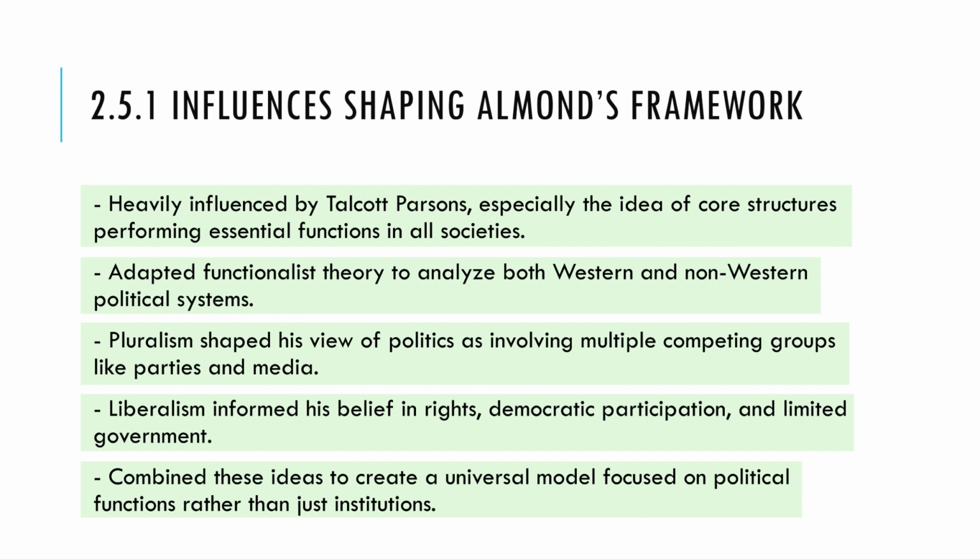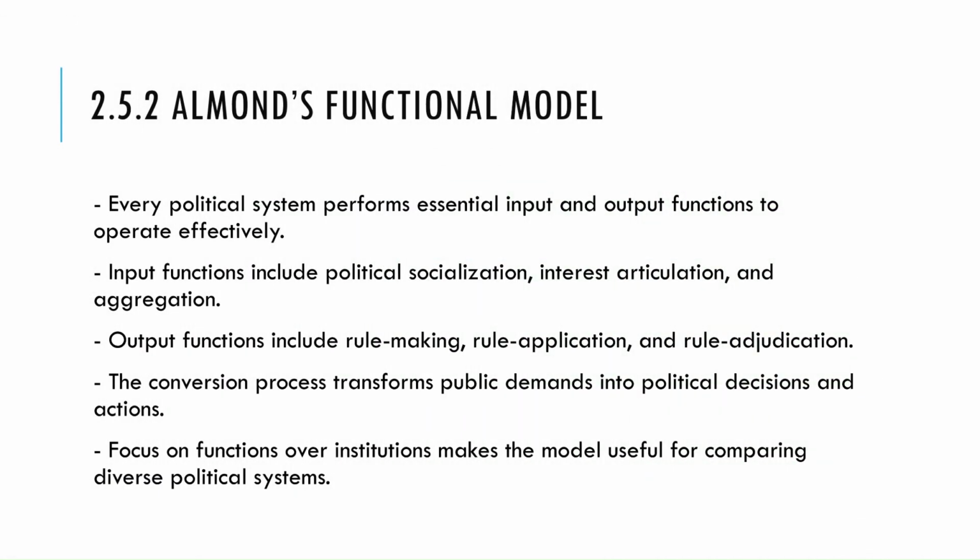In the next slide, we'll look at how Almond translated this theory into a practical model using inputs, outputs, and political functions. Now let's look at Gabriel Almond's functional model, which is at the heart of the structural functional approach. Almond believed that every political system, no matter how different, performs certain key functions to survive and operate effectively. These functions are divided into two main categories. First, input functions, such as political socialization, interest articulation, and interest aggregation. And second, output functions, such as rule-making, rule application, and rule adjudication.